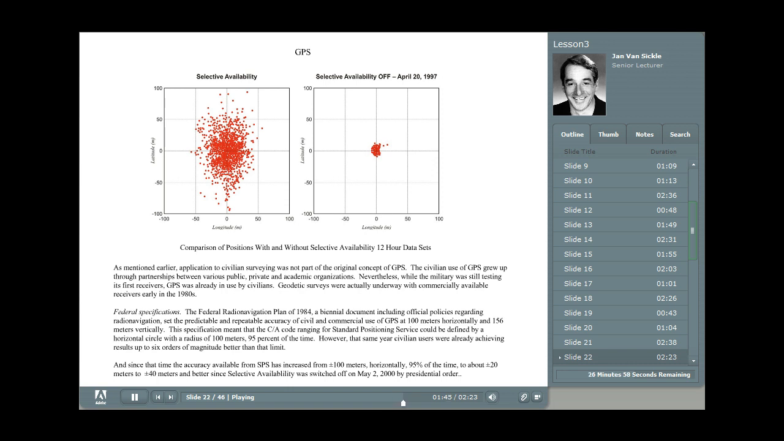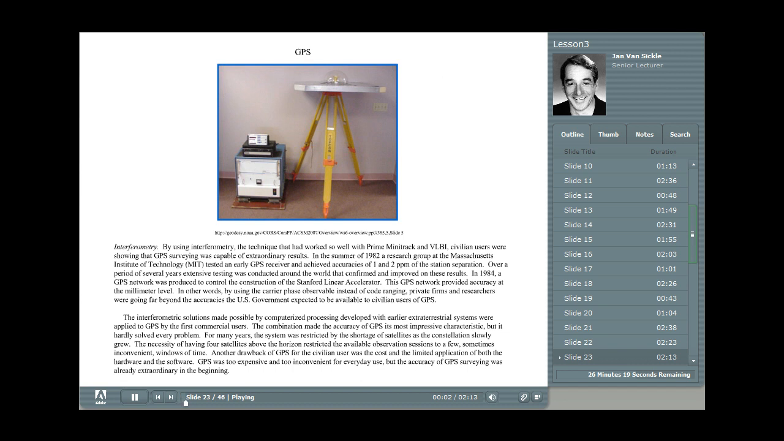Well, fortunately, selective availability was switched off May 2nd, 2000, and so that is no longer a consideration. I must mention that since surveyors traditionally worked with the carrier phase observable to achieve high accuracy, the dithering of the pseudo-range codes didn't affect surveying positioning. However, for those who use pseudo-range or code phase receivers primarily, selective availability was a problem. And since it has been switched off, of course, the accuracy of those sorts of receivers has improved markedly.